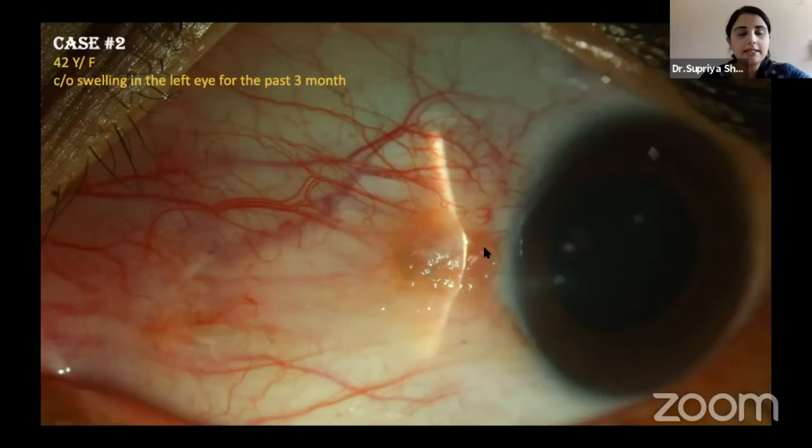5-fluorouracil. The second case is of a similar looking lesion in a 42-year-old female who had a swelling for the past 3 months.